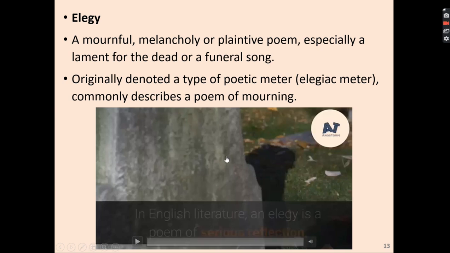Okay, next, let's have the elegy. So an elegy is a mournful, melancholy or plaintive poem, and especially a lament for the dead or a funeral song. Originally it denoted a type of poetic meter and commonly describes a poem of mourning. So obviously elegy is used during a vigil, we can hear this, and of course when somebody lost someone. Okay, so let's take a look at a video on elegy.